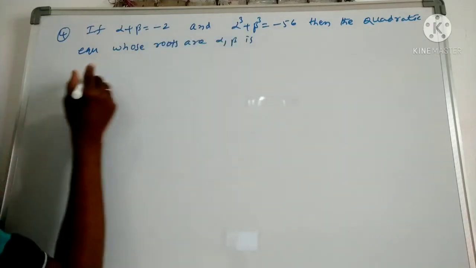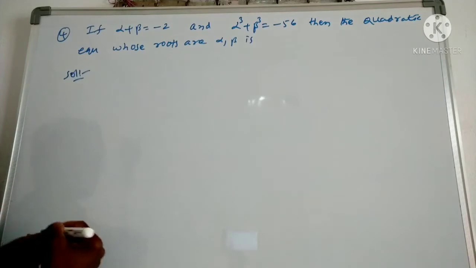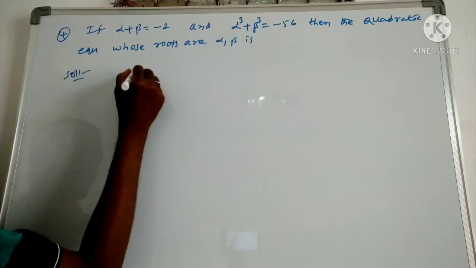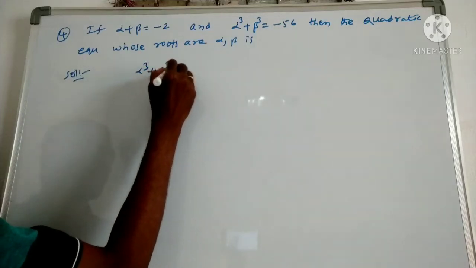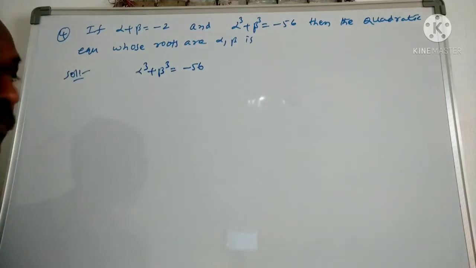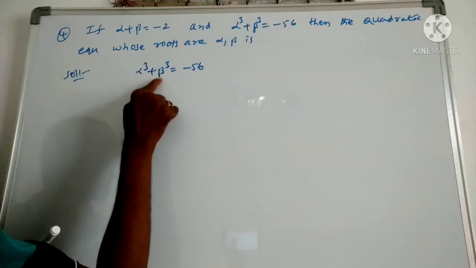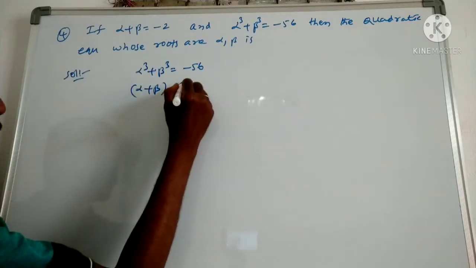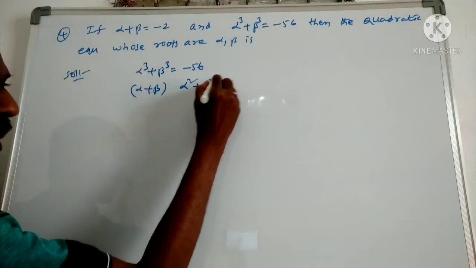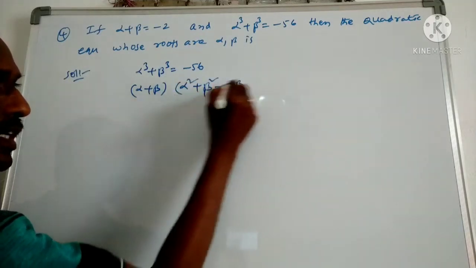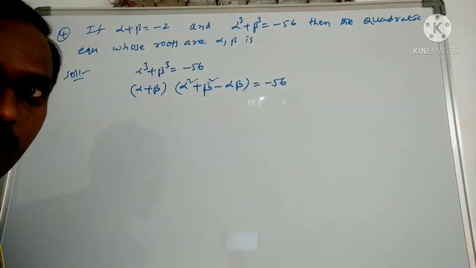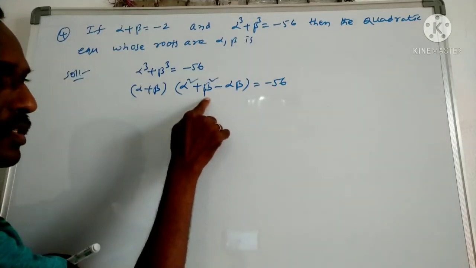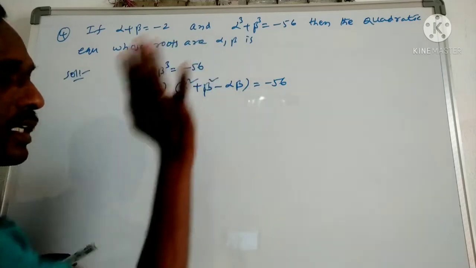So the answer to this problem: the value alpha plus beta is given. This is also given. So alpha cube plus beta cube is given as -56. Now I am going to write this as a cube plus b cube. What we can write? A plus b into a square plus b square minus ab, equals whatever they have given.